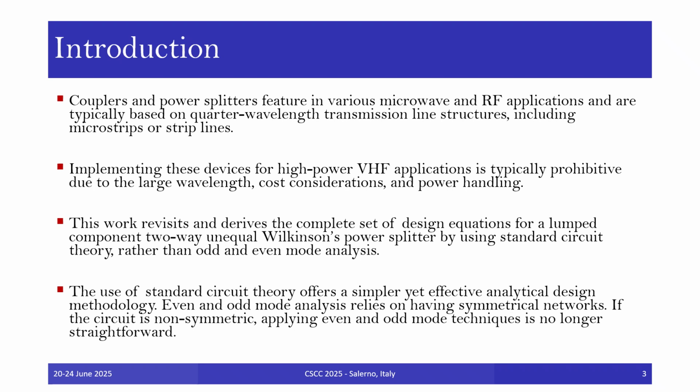Couplers and power splitters feature in various microwave and RF applications. These devices are typically based on quarter wavelength transmission line structures, including microstrips or strip lines, which are designed at a particular resonant frequency. Implementing these devices for high-power VHF applications is typically prohibited due to the large wavelength, cost considerations, and power handling. This work revisits and derives the complete set of design equations for a lumped component two-way unequal Wilkinson's power splitter by using standard circuit theory rather than odd and even mode analysis.